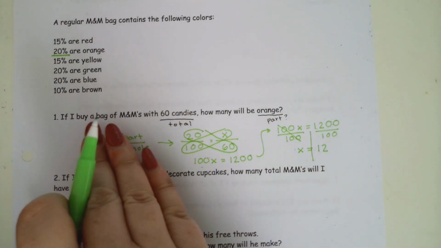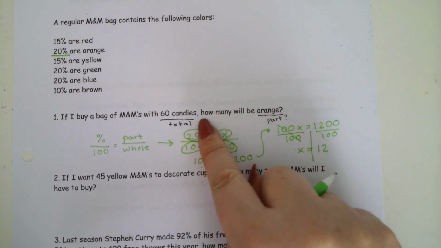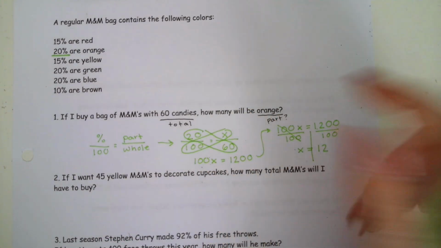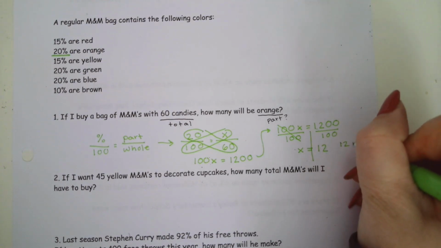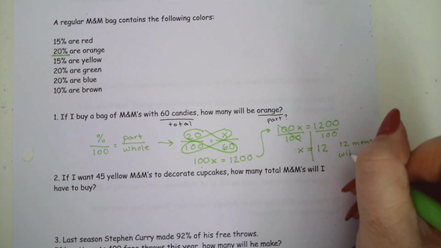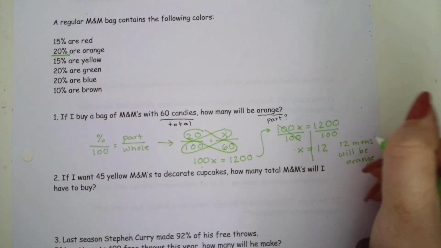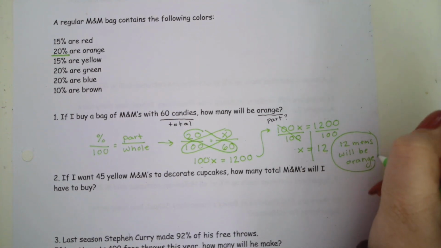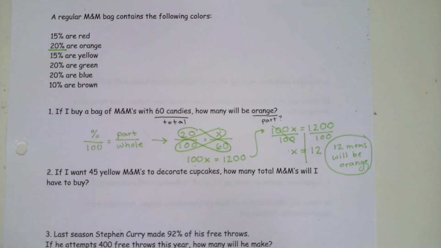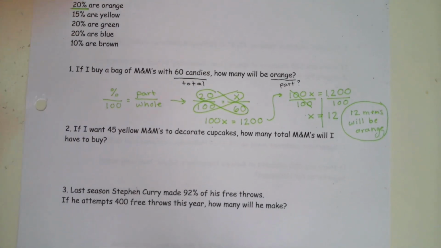Now, every time I have a word problem, I should be giving a word answer. So we can go back to the question, how many will be orange? 12 M&Ms will be orange. That's what we want to give as our answer. All right, I would pause the video and give this one a try on your own, and then we can go over it, okay?